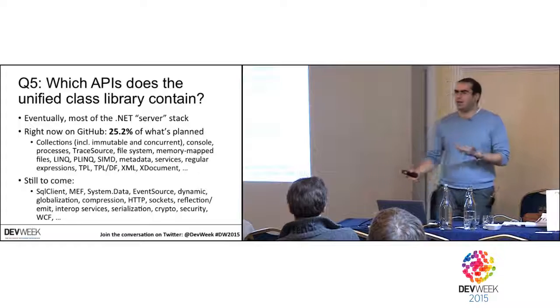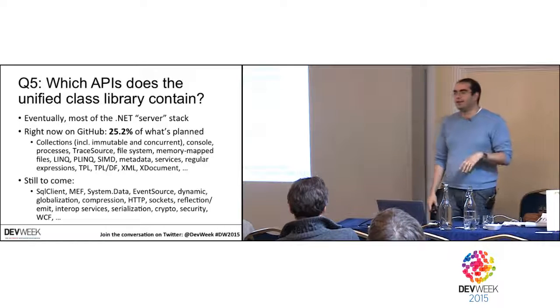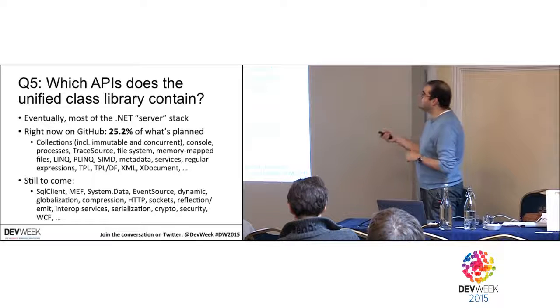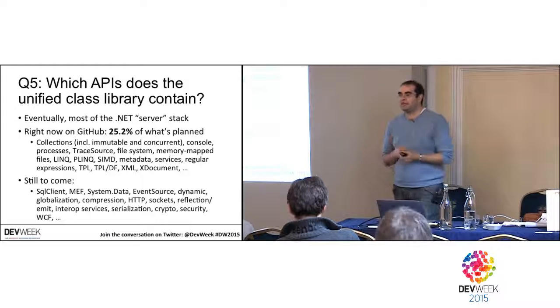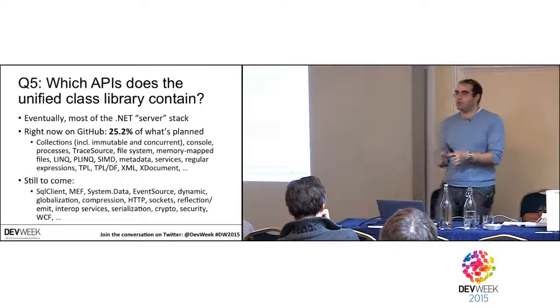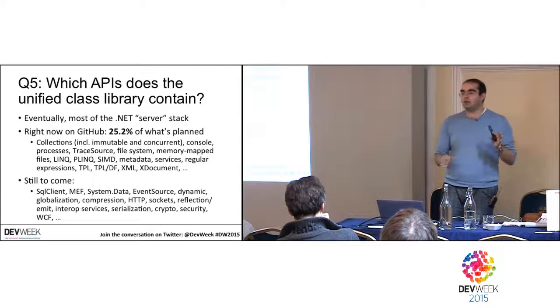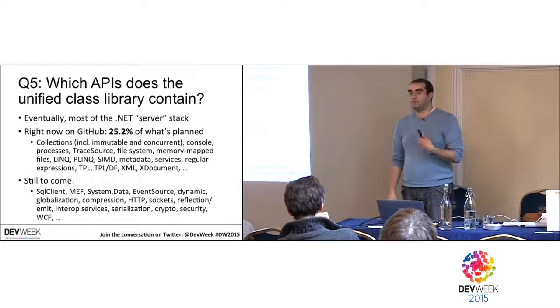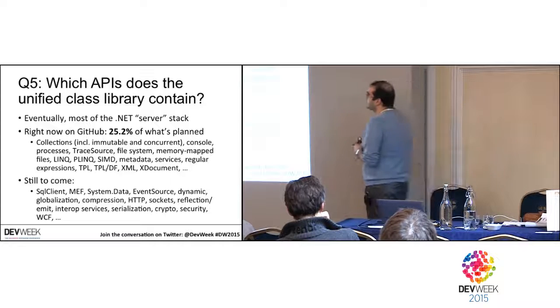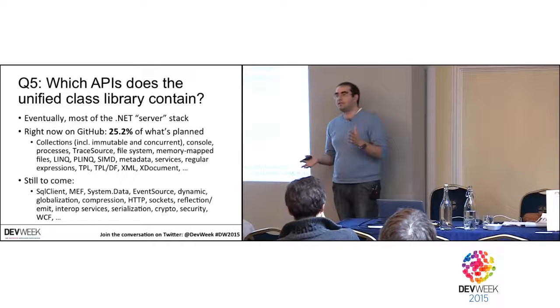So what are the APIs in that .NET Core? Currently, on GitHub, and that's the sad part, there's only 25%, 25.2% of what Microsoft are planning to open source. So right now, you go to GitHub, you clone the repo, you get 25% of the APIs they're planning to eventually open source. If you look at the specifics, you'll see it's most of the .NET server stack.